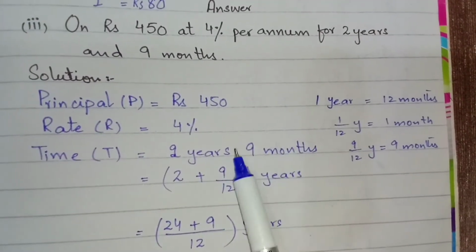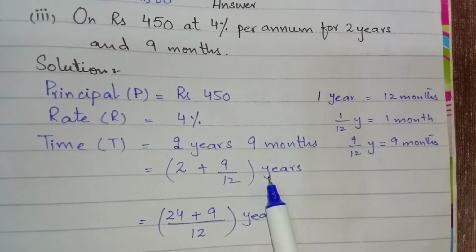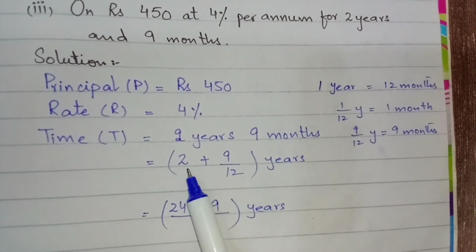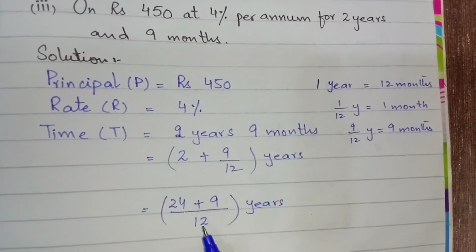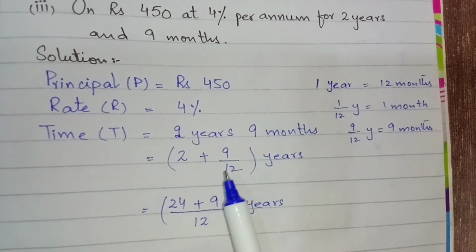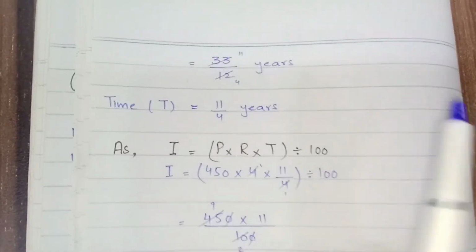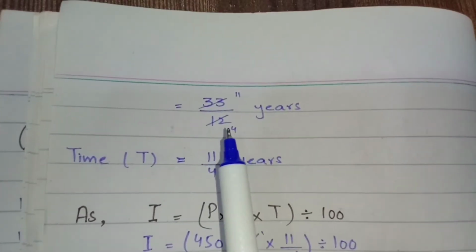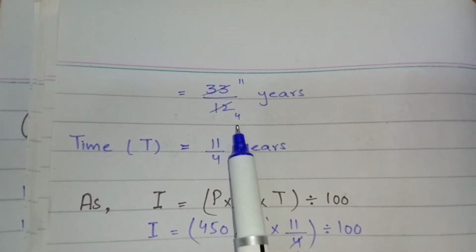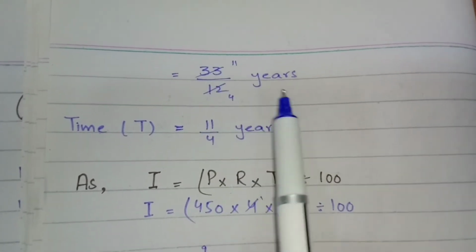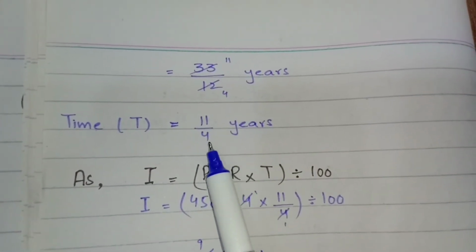So we can put 9 months into 9 over 12 years. Now taking the LCM, here is 1, the LCM is 12, and 2 12s are 24 plus 9, and 24 plus 9 is equal to 33. 33 over 12, and after the cancellation, 3 4s are 12, 3 11s are 33. Time in years is 11 over 4 years.